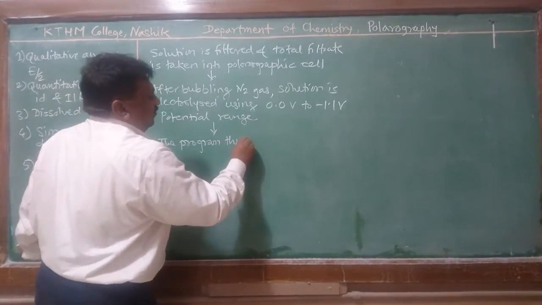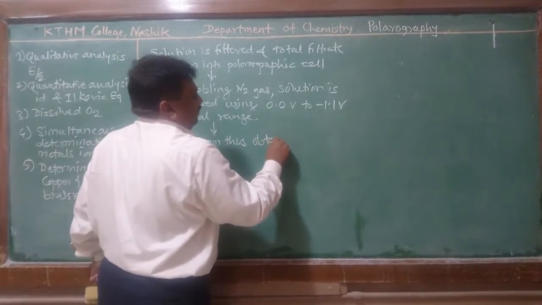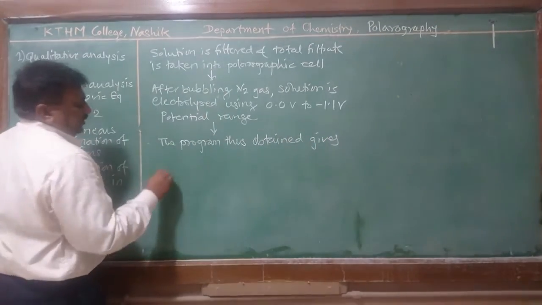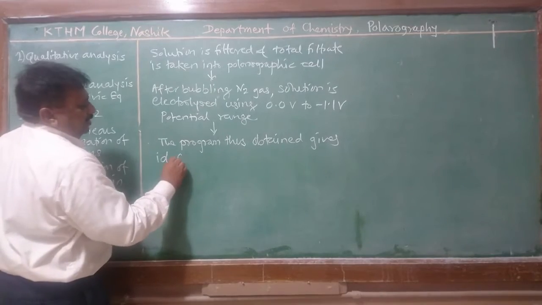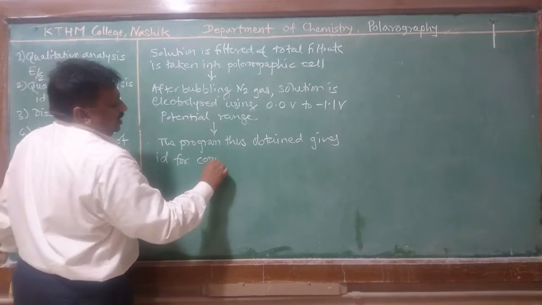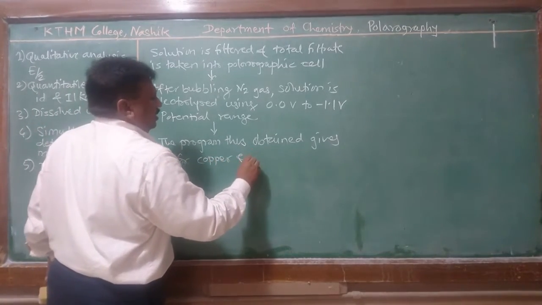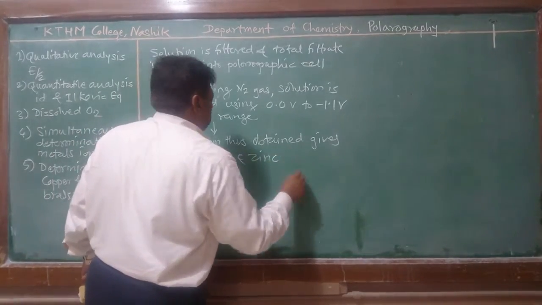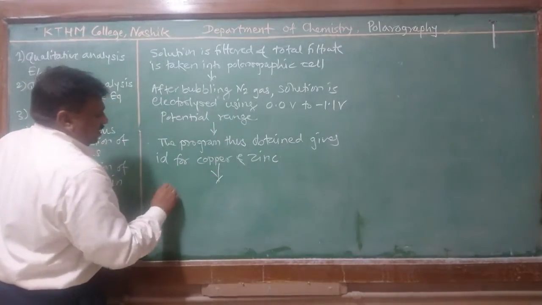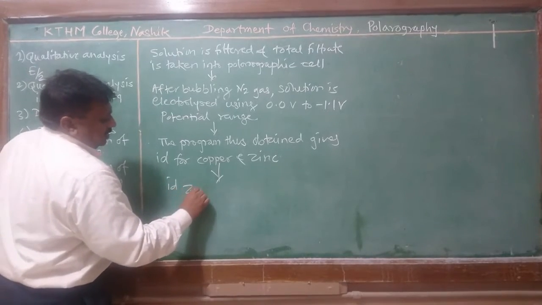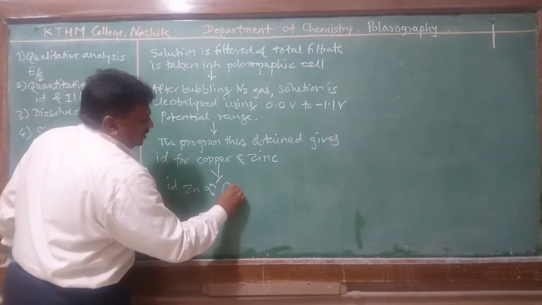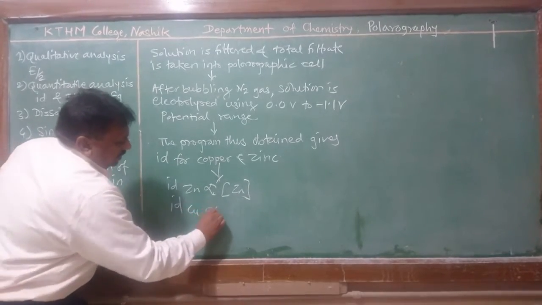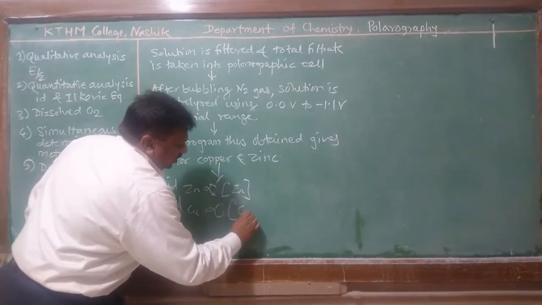The polarogram thus obtained gives diffusion current Id for copper and zinc, and Id of zinc is directly proportional to the concentration of zinc, and Id of copper is directly proportional to the concentration of copper.